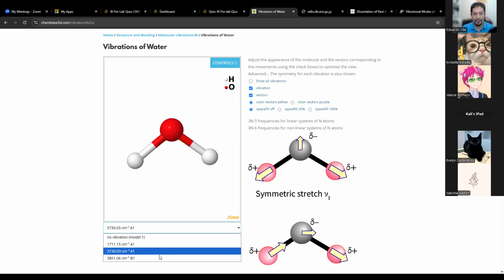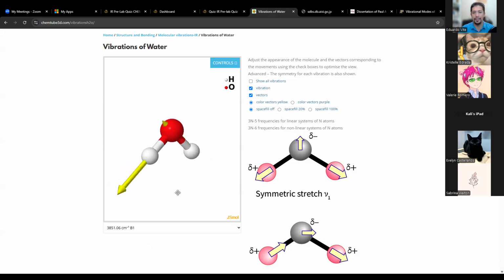And then the last one, the highest energy of them all, is this one. You see the asymmetric stretch. And notice that in this case, the bond is actually being stretched. So you can find this one at 3851 in your IR spectrum.